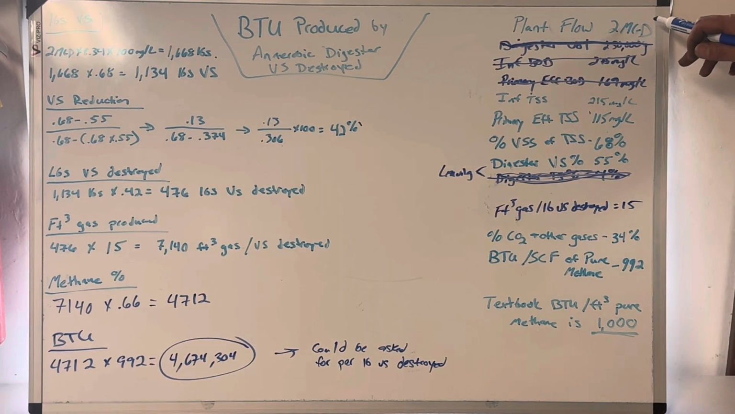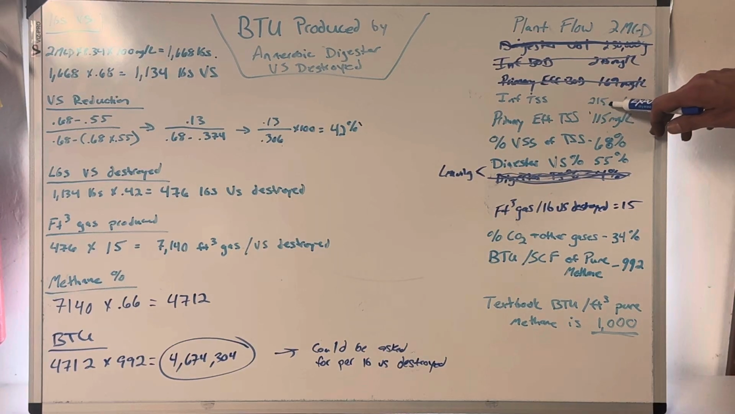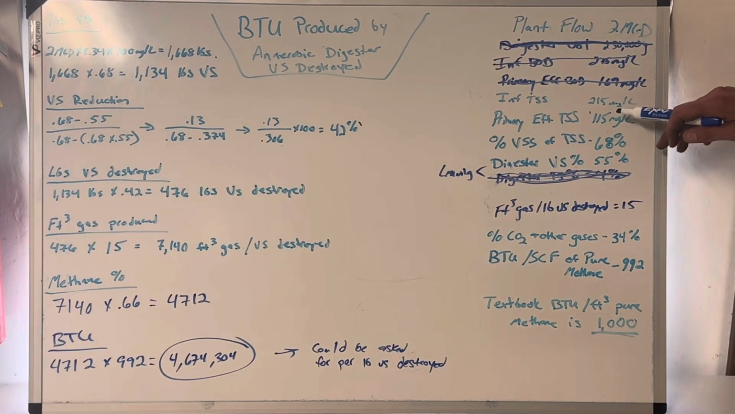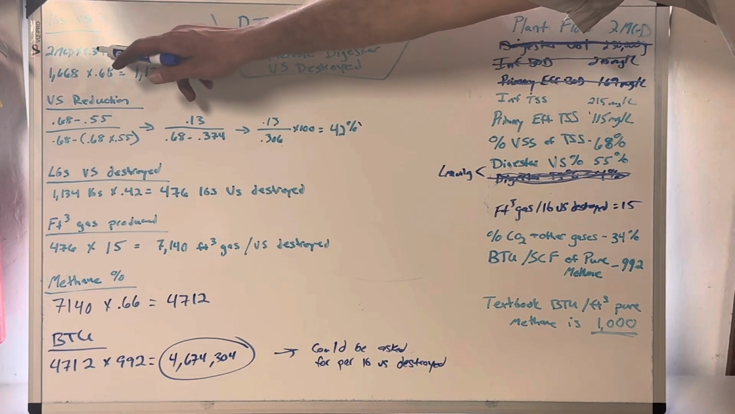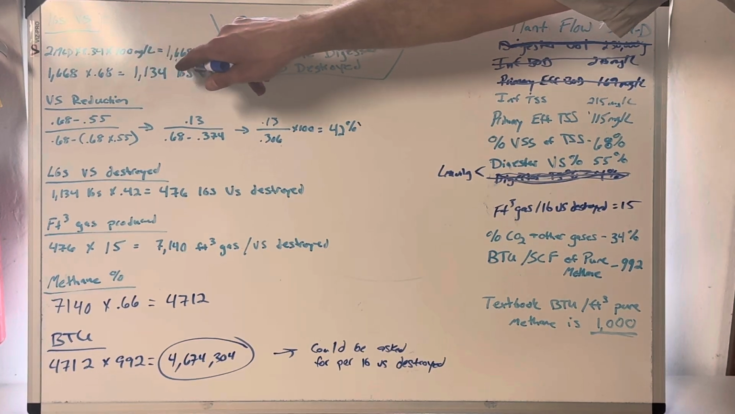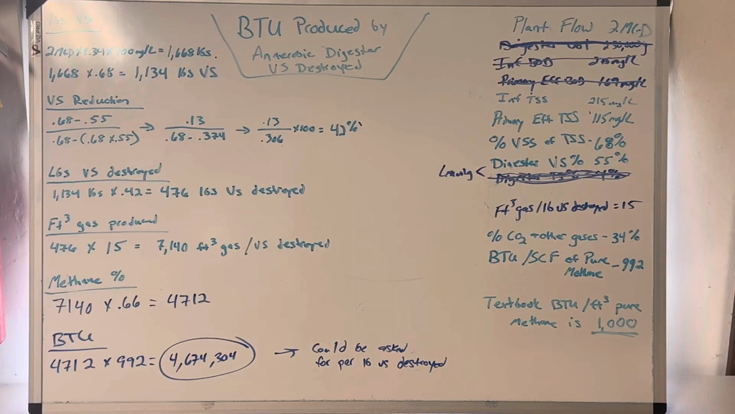So plant flows 2 million gallons a day, influent TSS is 215, primary effluent TSS is 115. The difference between the two is 100 milligrams per liter. That's how much settled in the clarifier. Okay, so let's do a quick pounds formula. 2 million gallons times 8.34 times 100 milligrams per liter is 1,668 pounds.